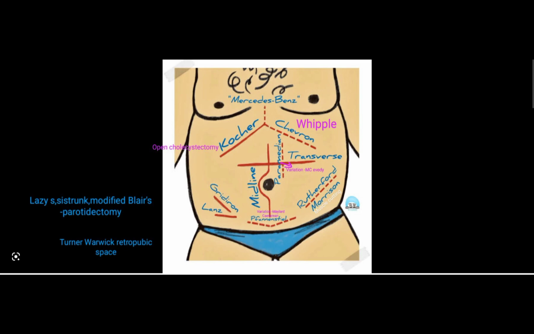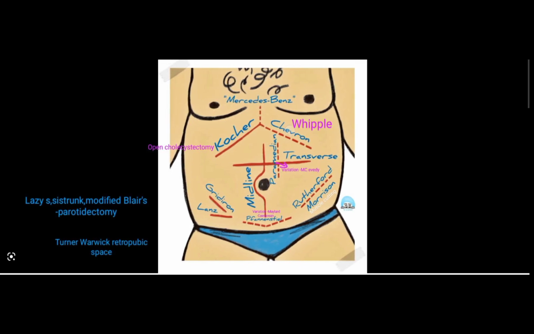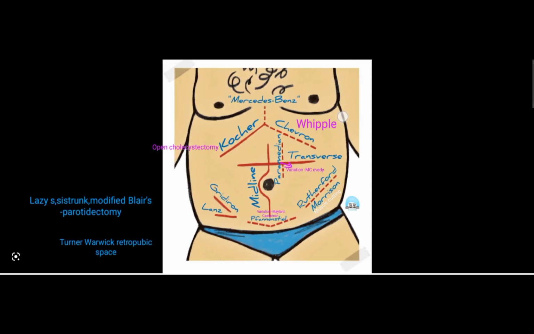Then the next image we have is of incisions used in different surgeries. The first one we studied is Kocher incision. Kocher incision is used in open cholecystectomy. It will be present on the right side. If it is on the left side, then it is called Chevron incision, and it is used in Whipple's operation. That is in the case of pancreatic head carcinoma.